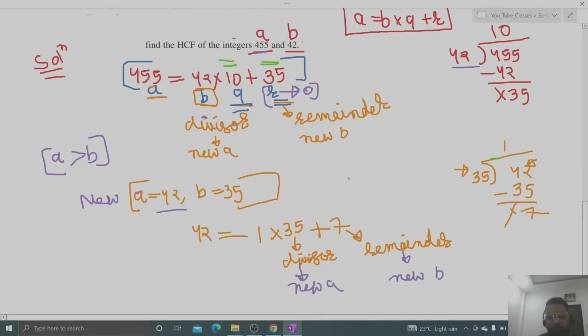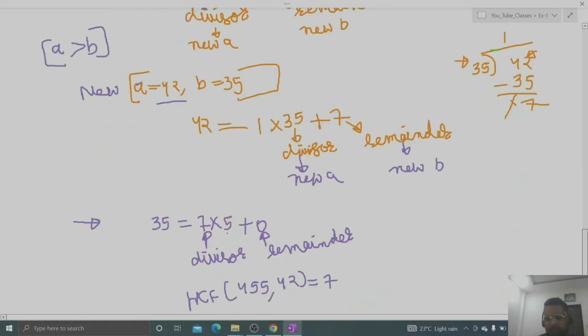The new b will be 35. Then again we apply the same process, dividend is equal to divisor into quotient plus remainder. We divide 42 by 35, 35 by 35 is once, and 7 will remain as the remainder. So you can see here 42 is equal to 1 into 35 plus 7. Here our 35 is the divisor and 7 is the remainder.